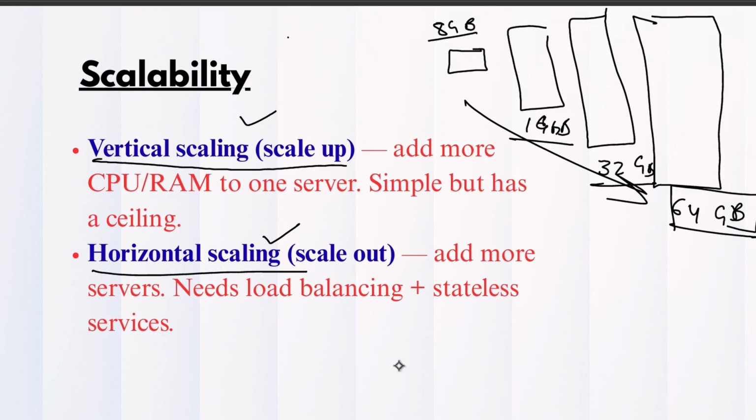Then we have horizontal scaling. So this is one system. If you want to increase resources, then you can add more systems.